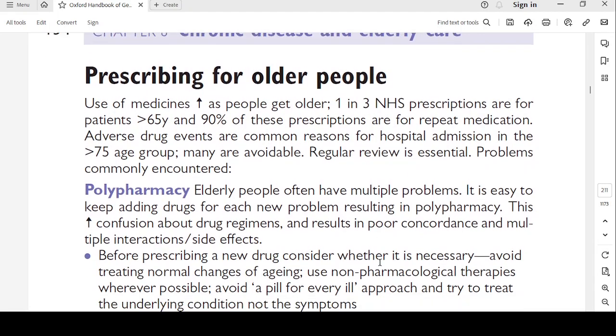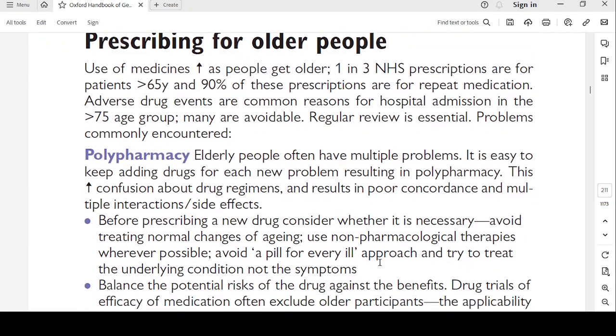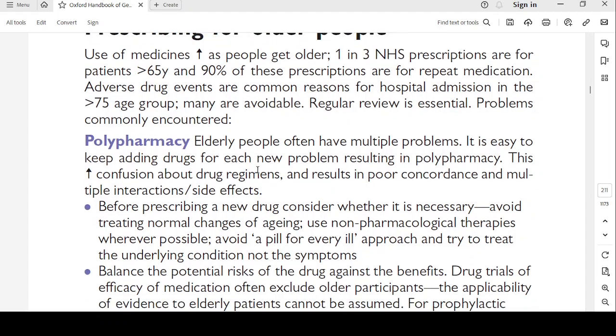So, prescribing for older people. Use of medicines increases as people get older. 1 in 3 NHS prescriptions are for patients over 65 years of age and 90% of these prescriptions are for repeat medications. Adverse drug events are common reasons for hospital admission in the over 75 years age group. Many are unavoidable. Regular review is essential.